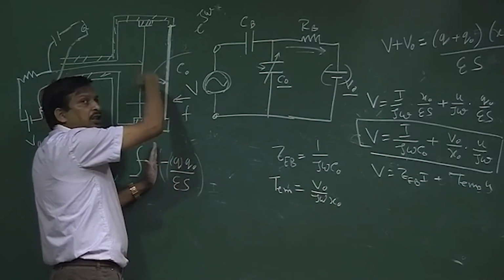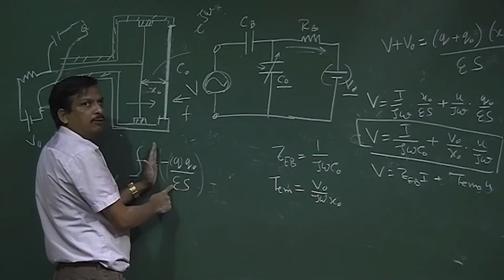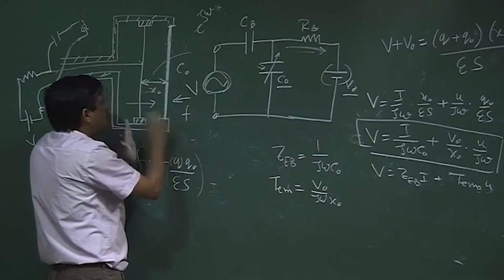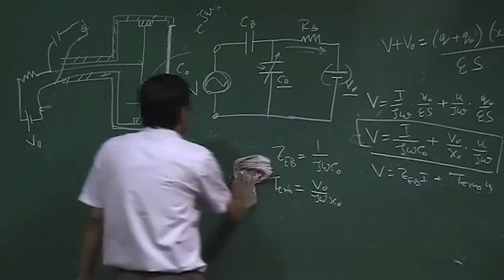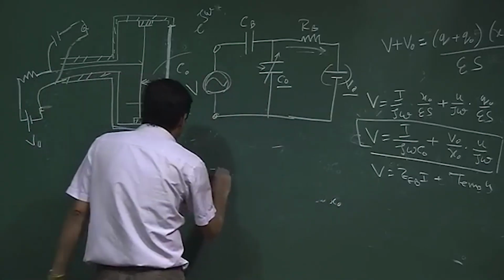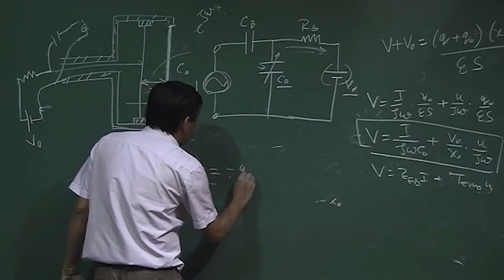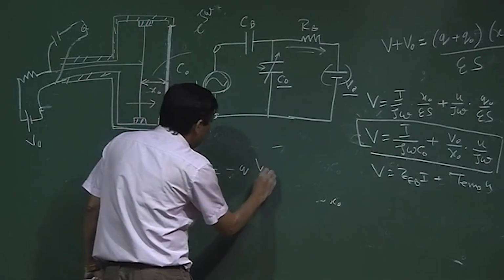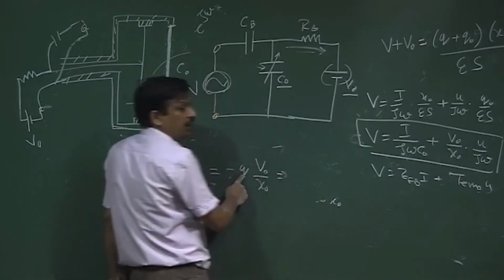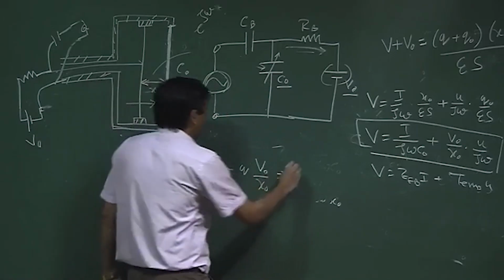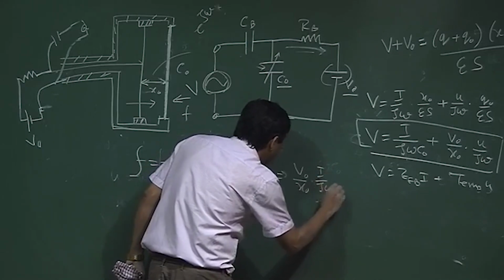Because it induces some charges. So, that charge is the electrical force. Since the two forces are in opposite direction, I can write a negative sign. Okay. So, if it is negative, then what I can do? I can write q0 by epsilon s is nothing but minus q into V0 by x0, or I can write q is nothing but I by j omega. So, V0 by x0 into I by j omega, minus.